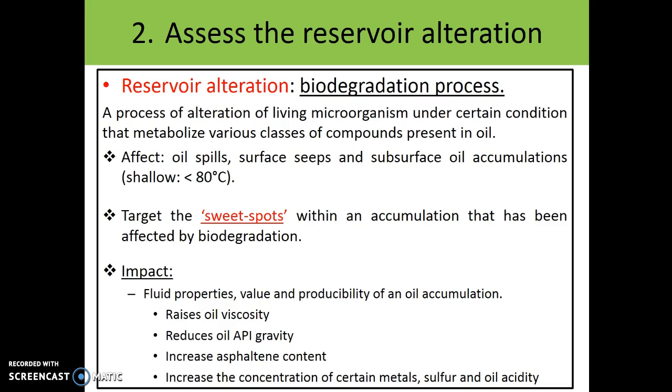thus will create heavy oil, and ultimately we need high cost to convert it to light oil. So we prefer to get condensate rather than heavy oil. Next, it will increase asphaltene content. Asphaltene is solid bitumen in the reservoir oil, which will reduce the permeability of the reservoir rock and eventually reduce the oil producibility. And the last one is it will increase the concentration of certain metals, sulfur and oil acidity, in which oil becomes more acidic and poisonous, and because of high sulfur content, it will later corrode the tubing.